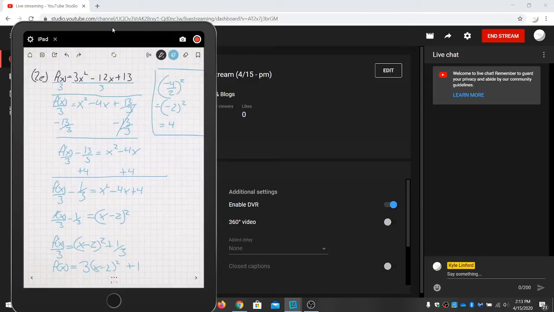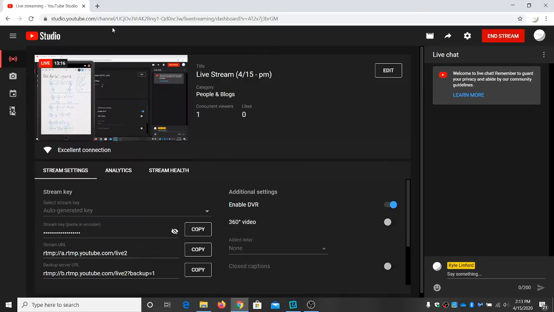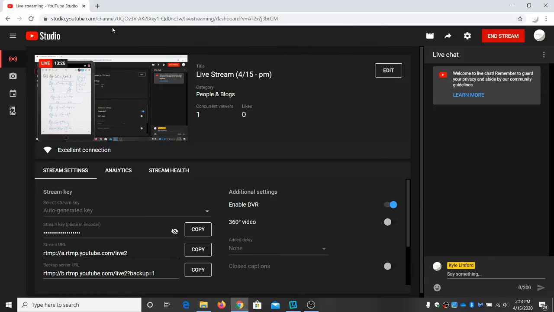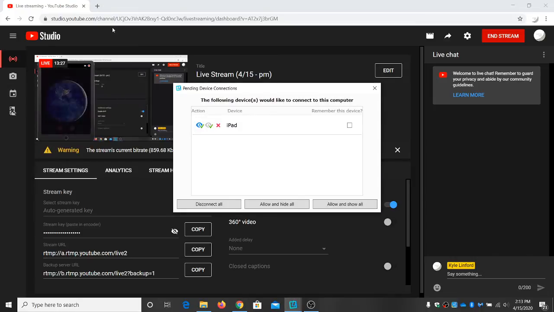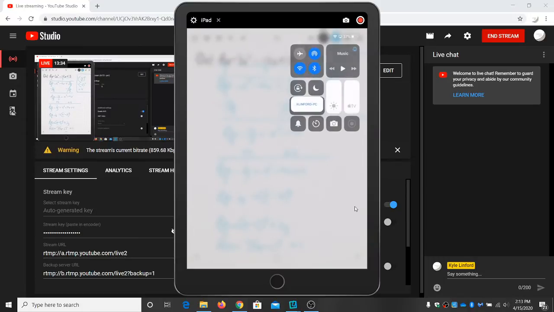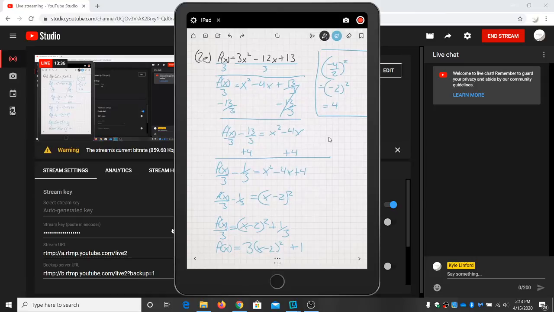Oops, sorry about that. Sorry, Dad. All right, let's get back to this problem here. We've just converted it to vertex form. Great. And now everything wants to break. Let's see if I can get my iPad back to connect. And all right, we should be good now.